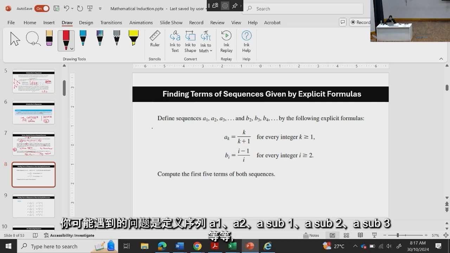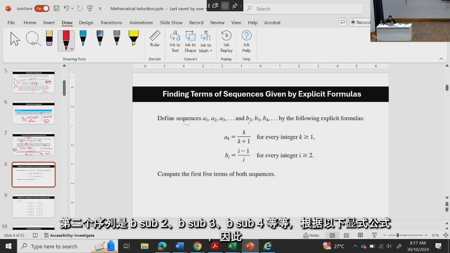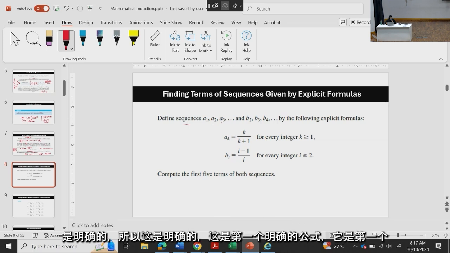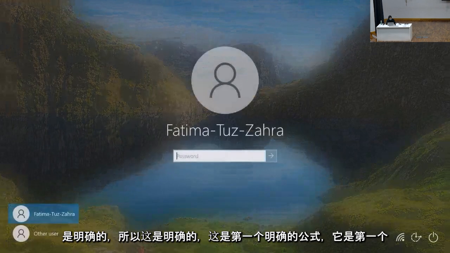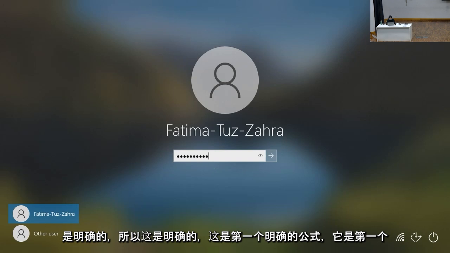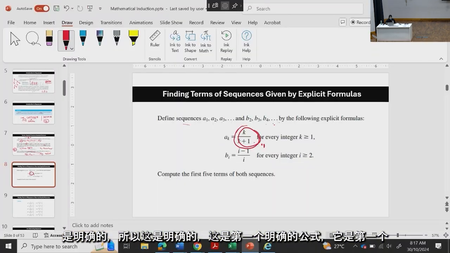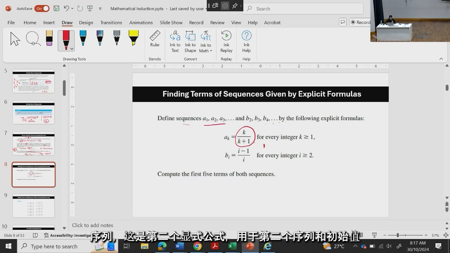So one type of question you could have is: define sequences a sub 1, a sub 2, a sub 3, and so on, and the second sequence b sub 2, b sub 3, b sub 4, and so on, by the following explicit formulas. This is the first explicit formula, which is for the first sequence, and this is the second explicit formula, which is for the second sequence.